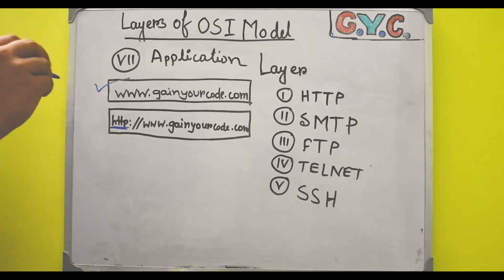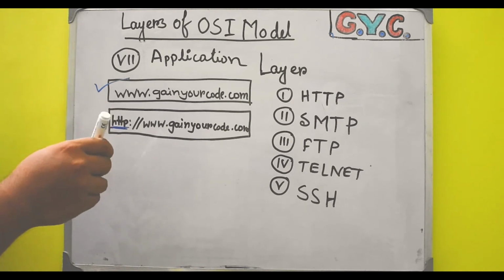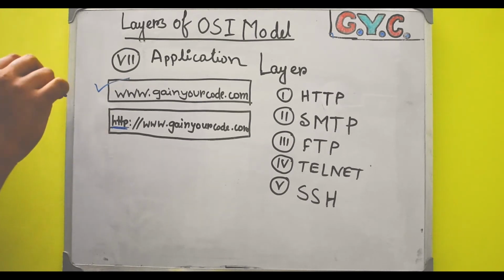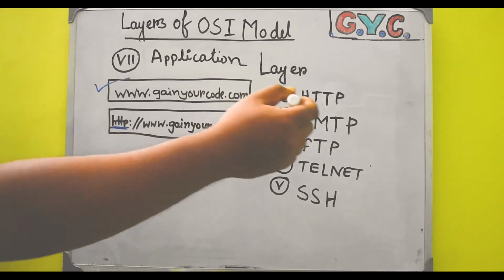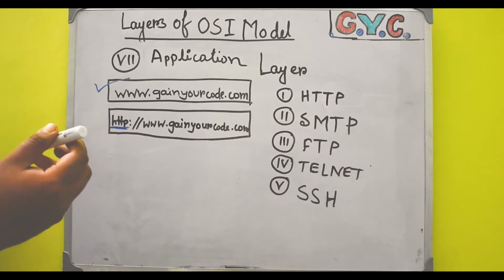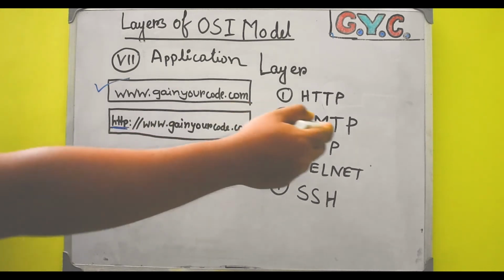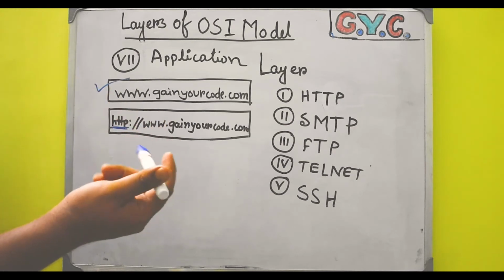So whenever you are searching for a web page on Google, or better say any search engine, you will definitely find that HTTP is there. So this is the working of the application layer. There you can sometimes find SMTP, which is Simple Mail Transfer Protocol. This basically handles the email section.